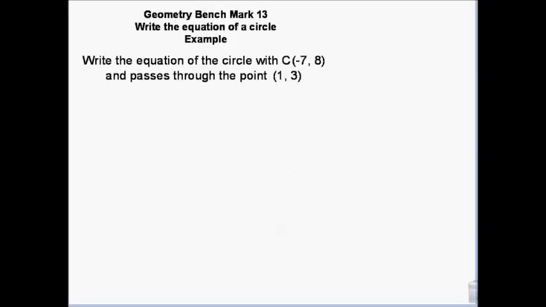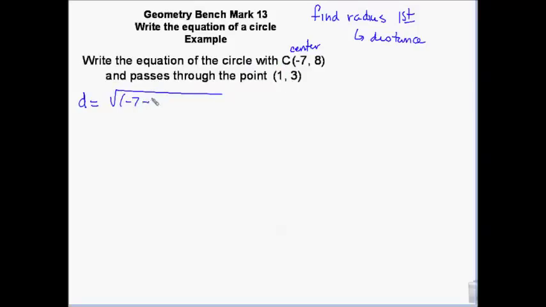Sometimes they'll just give us the 2 points. We have to find the radius first, because we have the center, but we don't know the radius. The radius is the distance between the point and the center. So I plug this into the distance formula. It doesn't matter which one I call x1 and x2, so I'm just going to go in order: x1, x2, y1, y2.